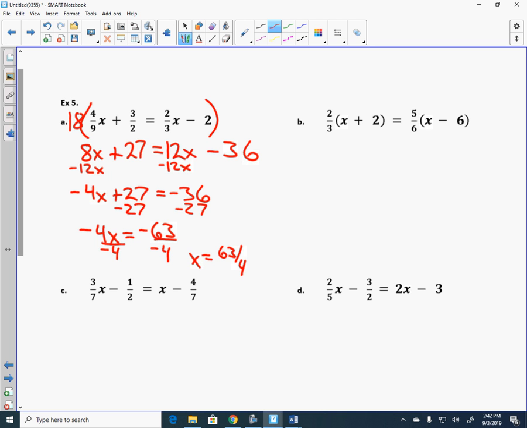Look at example B. What are the two things we're dividing by? 3 and 6. What is the least common multiple or common denominator for 3 and 6? So we're just going to multiply through by 6. You don't have to multiply the x plus 2. You can just focus on the 2/3. 6 divided by 3 is 2. Times 2 is 4, so I get 4 times the quantity x plus 2.